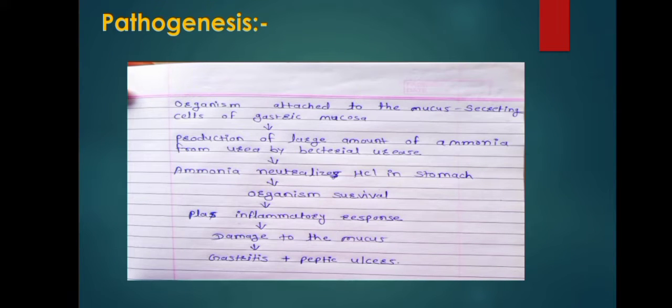Now, let's see the pathogenesis. Human mucosa is the natural reservoir and antrum is the main site of H. pylori bacteria. Firstly, organisms are attached to the mucus secreting cells of gastric mucosa. Then a large amount of ammonia is produced from urea by bacterial release. Ammonia neutralizes HCl in the stomach, causing organism survival, plus an inflammatory response which causes damage to the mucus. Thus gastritis plus peptic ulcer occurs.